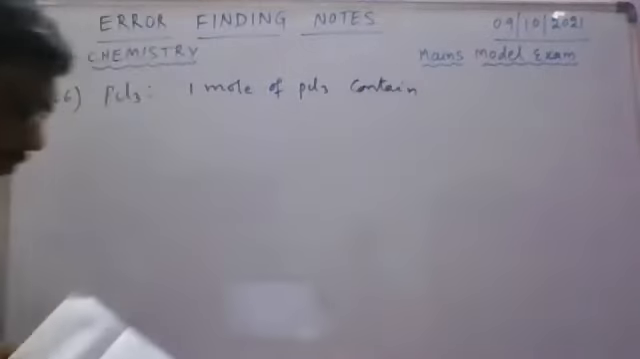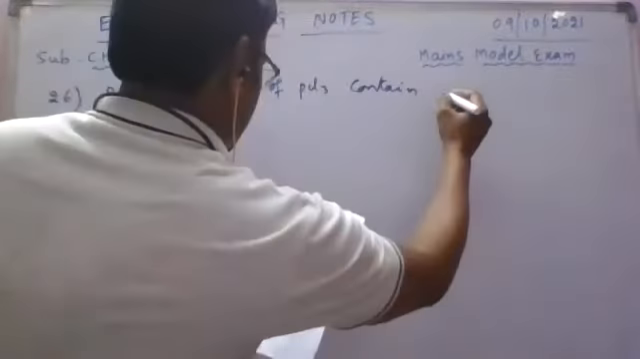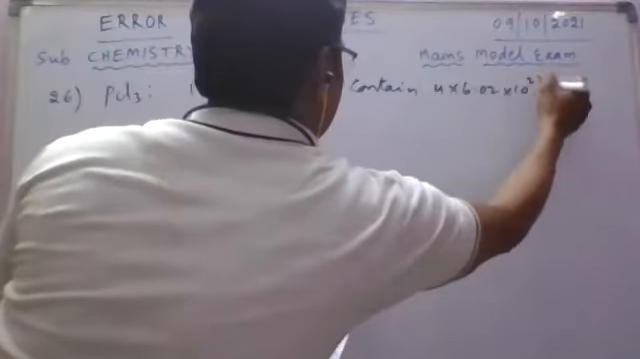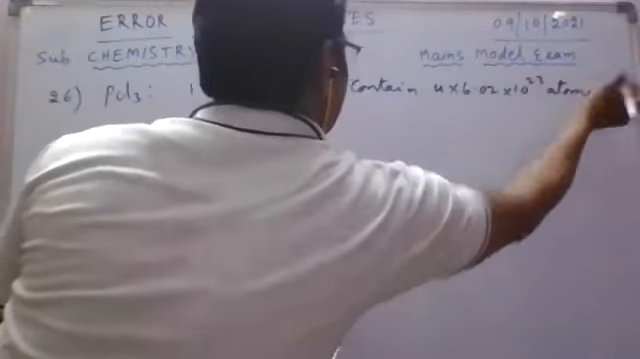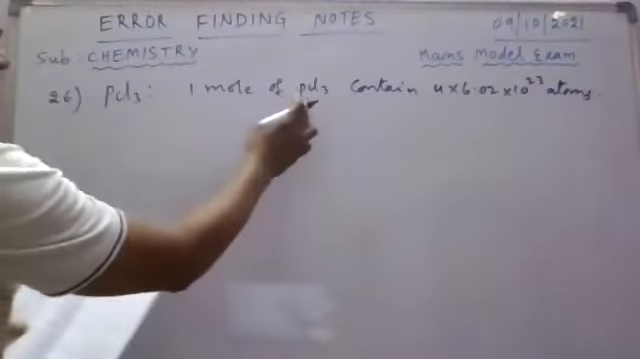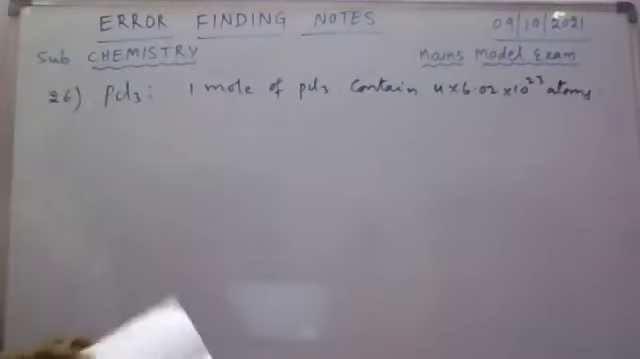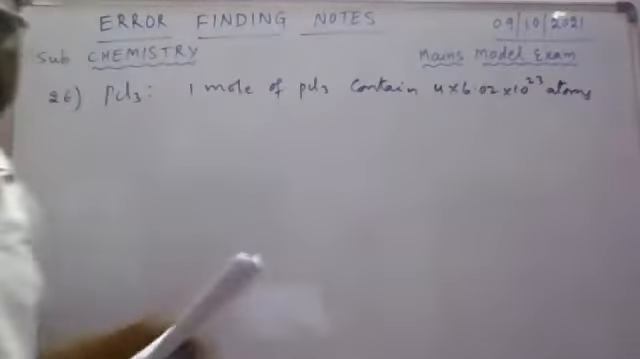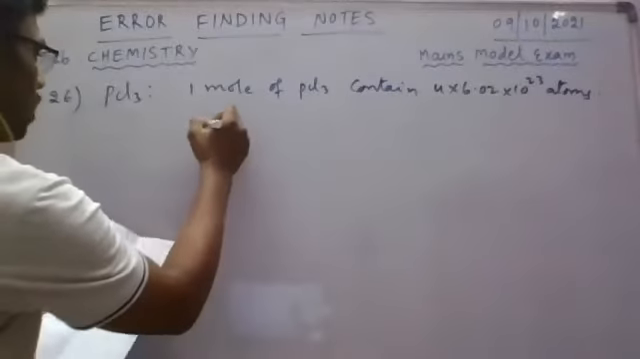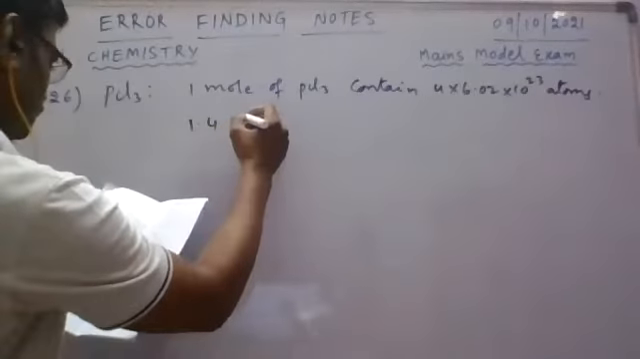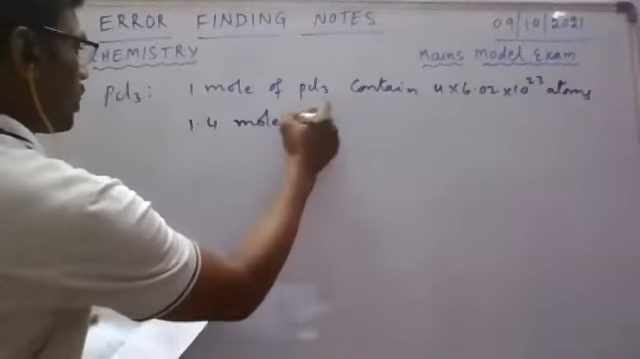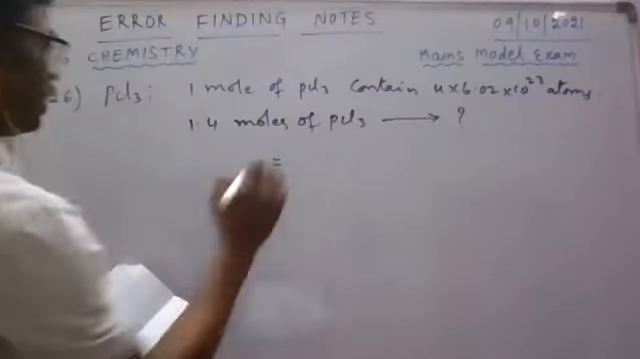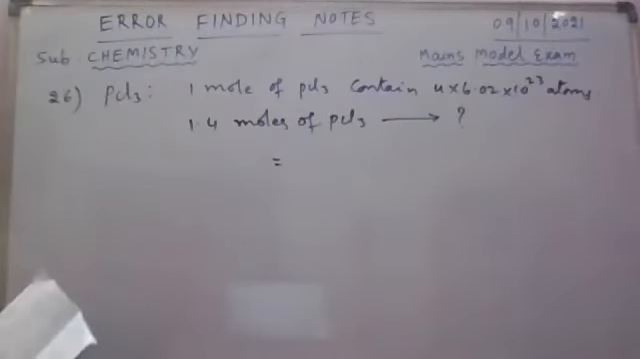contains 4 into Avogadro number of atoms. The reason is PCl3 consists of 4 atoms. One molecule contains 4 atoms. 1 mole contains 4 moles of atoms. The question is 1.4 moles of PCl3 contains how many atoms?